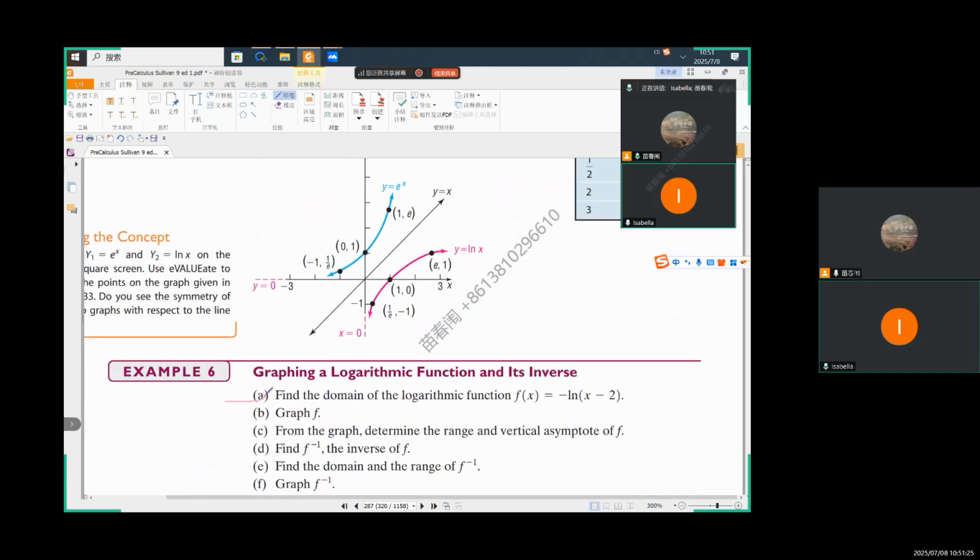Okay, let's talk about Example 6. Oh, this is easy. Okay, so this has to be greater than 2, then fine. Graph f.